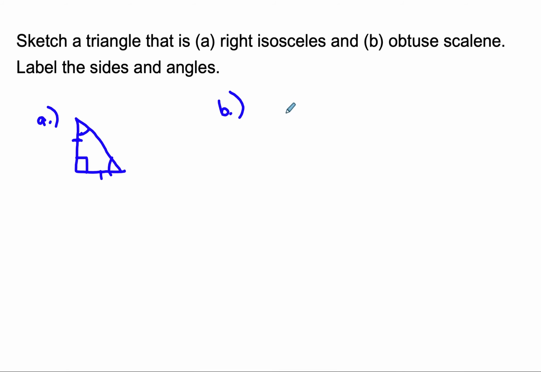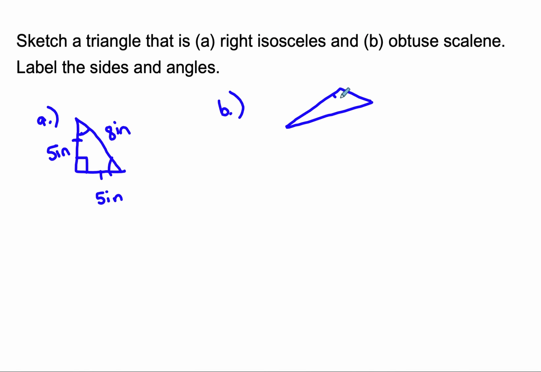Okay, B, obtuse scalene. That means there's one angle that's more than 90 degrees. So I'm going to go ahead and do that angle first. And then our side lengths have to be different sides. Ooh, I didn't actually label these. I just kind of did little lines. So let me go back. We'll say 5 inches, 5 inches, and let's see, this is 10. So I need a number smaller than 10, but it's our longest side. I'll give it 8.